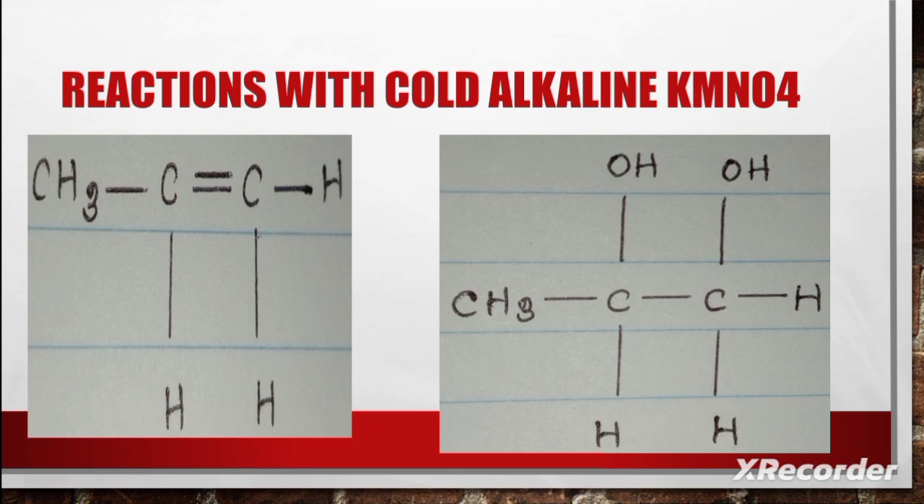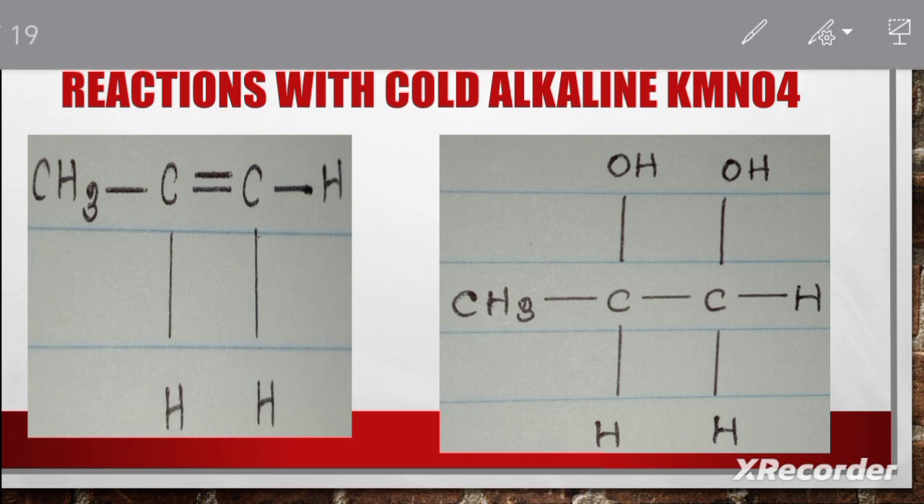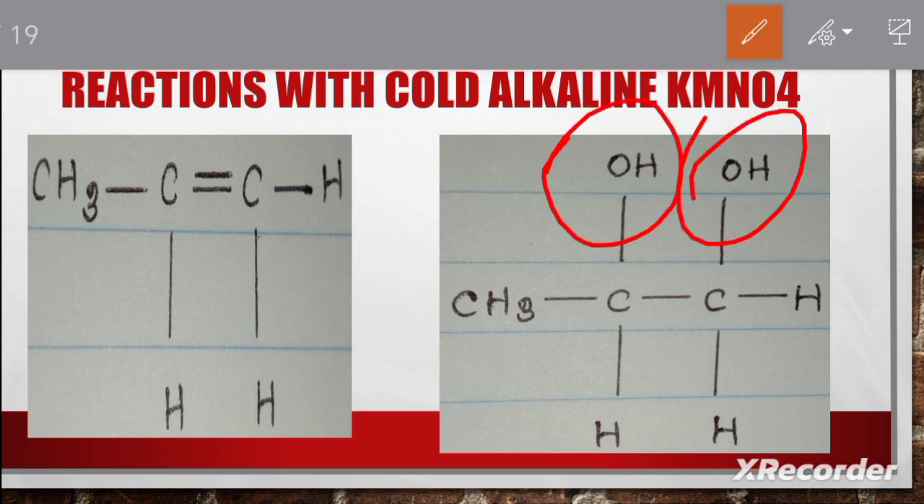Then we have to discuss the reactions with cold alkaline KMnO4. If we add cold alkaline KMnO4 to an alkene, we can add 2 OH groups to the alkene. So here the double bond breaks and forms a single bond, and 2 OH groups add to the 2 carbons like this. So you have to remember each and every reagent and their products to do organic conversions.